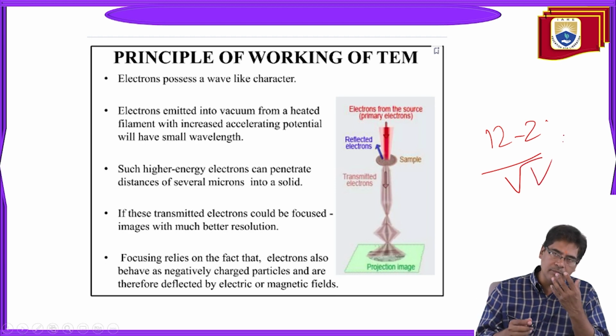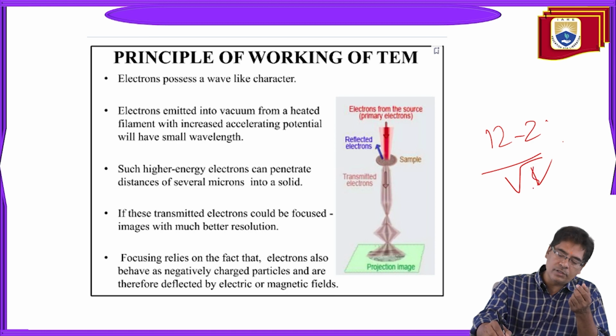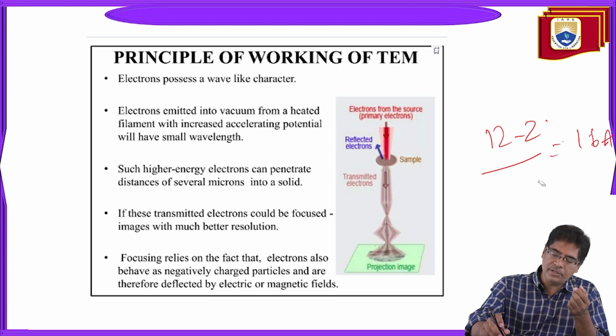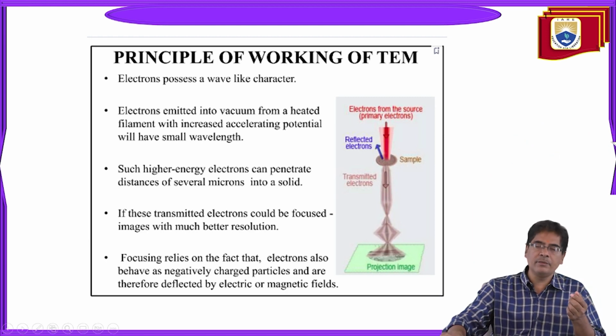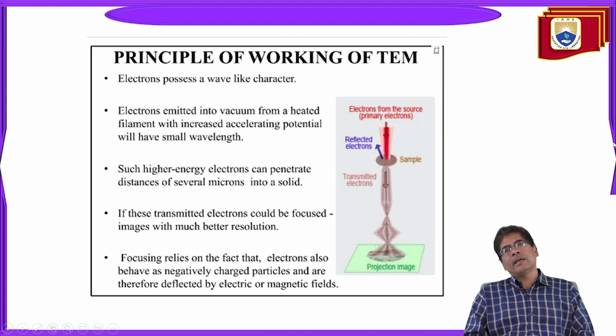We can observe a bump in the Davisson-Germer experiment around 54 volts, where the wavelength is approximated as 1.6 angstroms, right? So this is what we study in the Davisson-Germer experiment, and that is why we say electrons possess wave-like character.